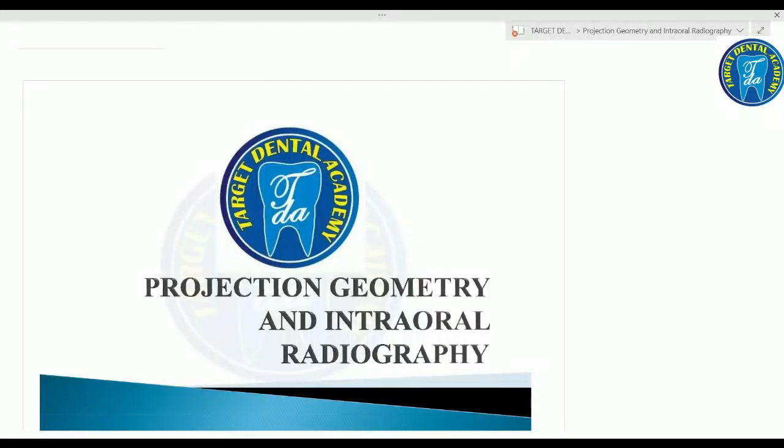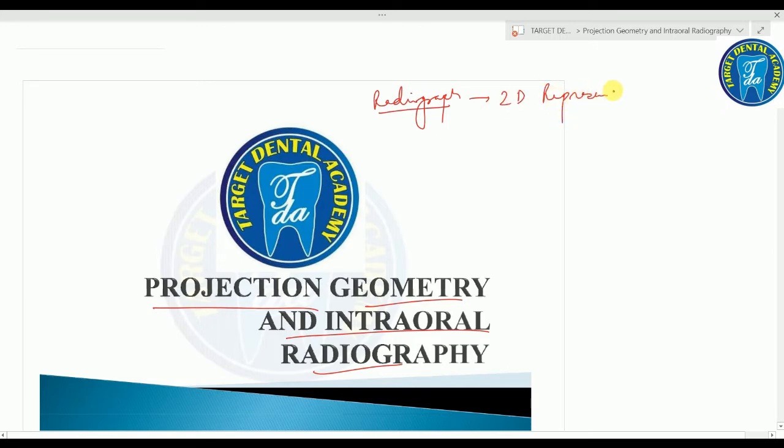Hi guys, good morning. So today we are going to discuss projection geometry and intraoral radiography. Before discussing these, let's discuss what a radiograph is. A radiograph is a two-dimensional representation of a three-dimensional object.